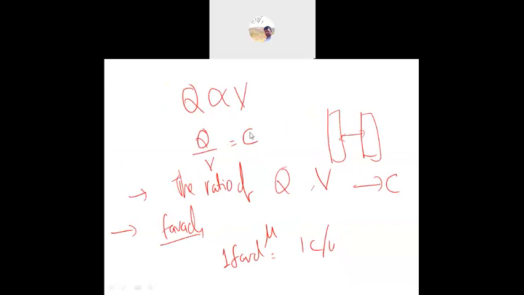So we can also say that the charge on the conducting plates is directly proportional to the potential supplied across them, that is, Q is directly proportional to V. The unit of capacitance is the farad. 1 farad is equal to 1 coulomb per volt. In practice the units are mainly microfarads.